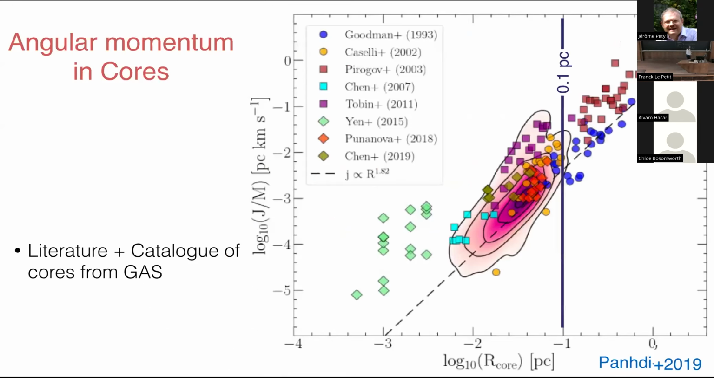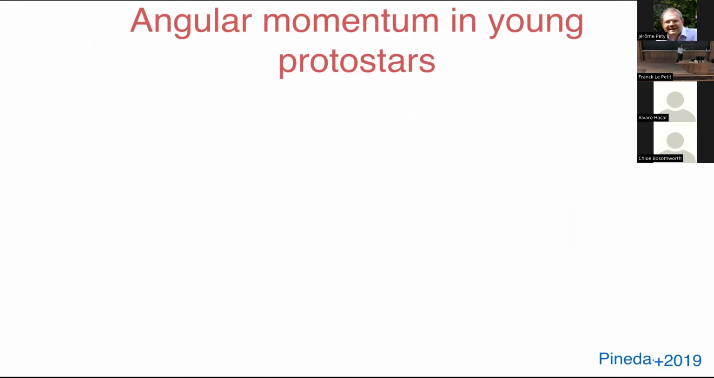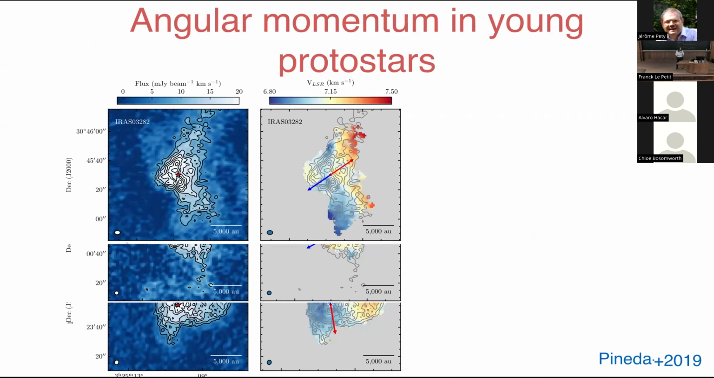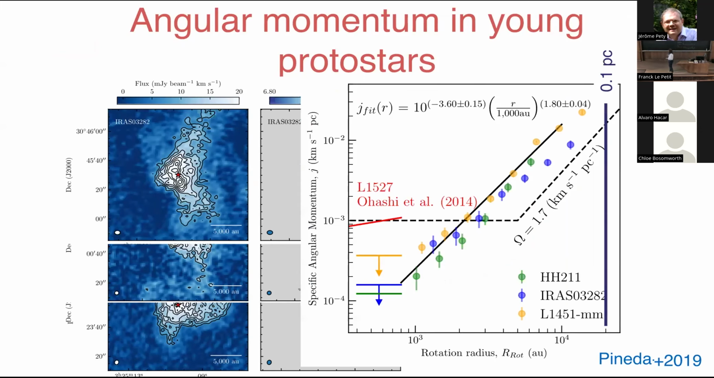Just going back to angular momentum, we took the whole catalog of objects that we had from ammonia, and we estimated J over M as a function of radius. We see that it more or less lies on the previous data points, which is great. It suggests that there is an exponent that is not solid body rotation, but it's not pure turbulence. It's something in between. If we go to slightly higher resolution data, then we can do the same for a small sample, 3 objects. It's good to get started.